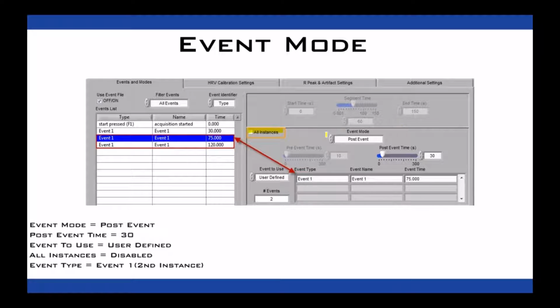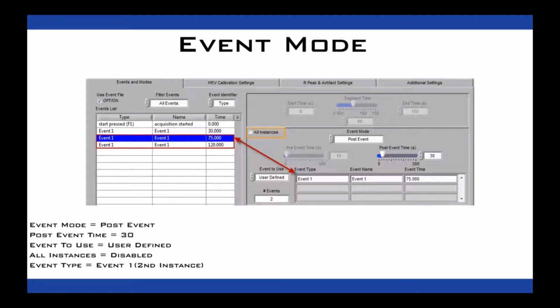So in this example, again, we're looking at post-event. We're looking at 30 seconds after that event. And we've selected the second event 1, because they're all the same name. So this is something that could occur to you where you have the same name for every one of your events or multiple. But you've seen that we've actually chosen the one that occurred at 75 seconds, which you can see here.